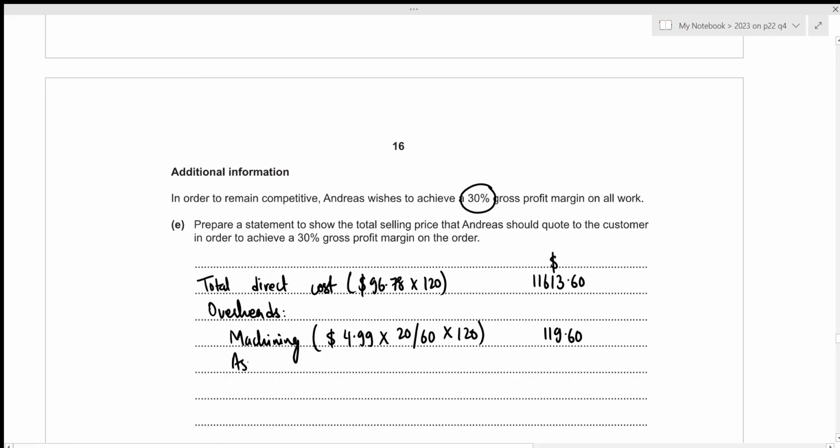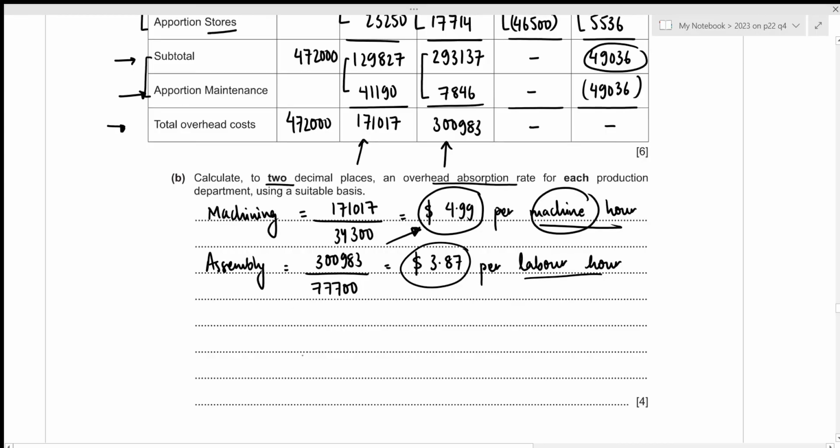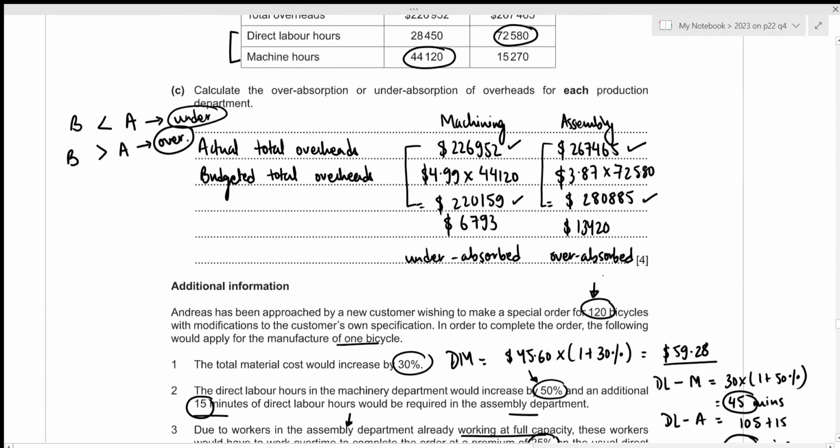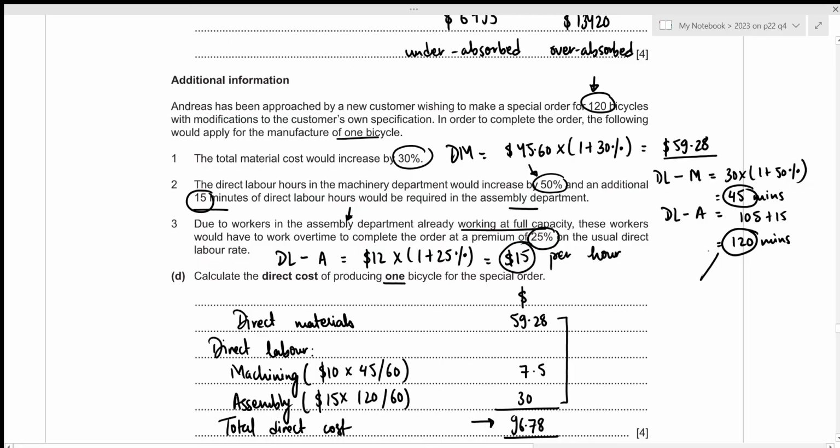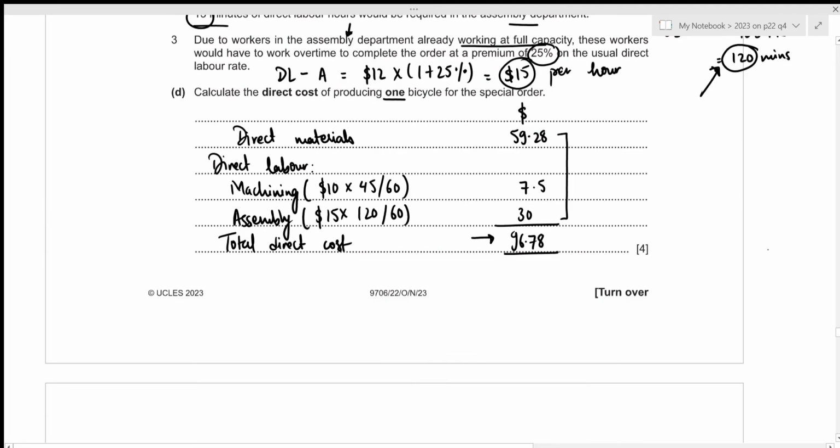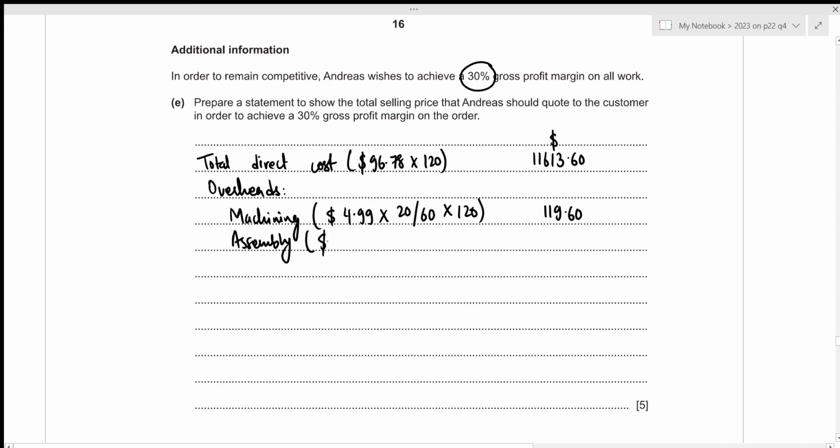We repeat the same process for assembly department. We start with the overhead absorption rate, which is 3.87, and this is per labor hour. So we need to utilize the time for the labor hour. And we calculated the new time for assembly department. For direct labor, it was 120 minutes. Okay. So that is just going to be our overhead absorption rate of 3.87 multiplied by the time. So that's 120 divided by 60. Then we multiply it by the total number of units, which is 120. And this gives the overhead for assembly department to be 928.80. Now we can get the total cost by adding all of these.